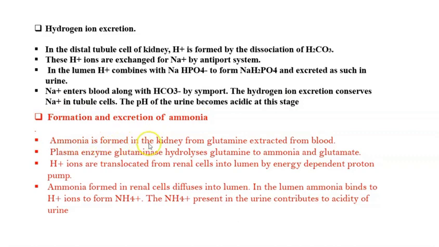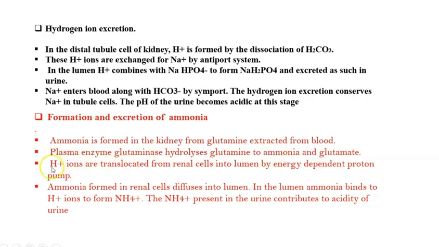Now, ammonia is formed in the kidney from glutamine extracted from blood. Glutamine is an amino acid. You all know that. Then this glutamine, with the help of an enzyme that we call glutaminase, is hydrolyzed to ammonia and glutamate. Now this glutamate is also an amino acid, meaning the body will retain the glutamate because it is needed by the body, but ammonia needs to be excreted.